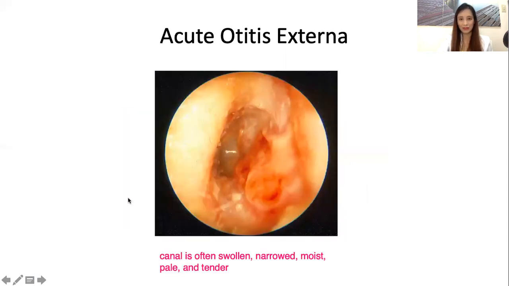This one is acute otitis externa. So it's the outer ear that's inflamed and red. So you can see that the canal is narrowed, because either it's swollen or the skin surrounding the canal is swollen. That's why the canal is narrow. You can hardly see the tympanic membrane inside, and you can also see it's pale and most often than not very, very tender. So be careful when you examine this kind of patient.